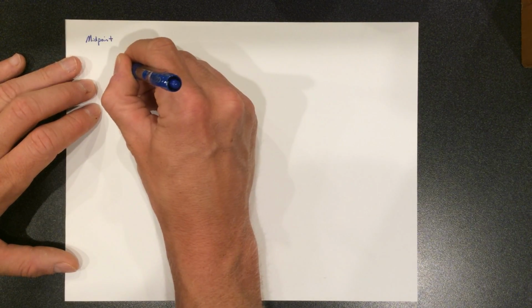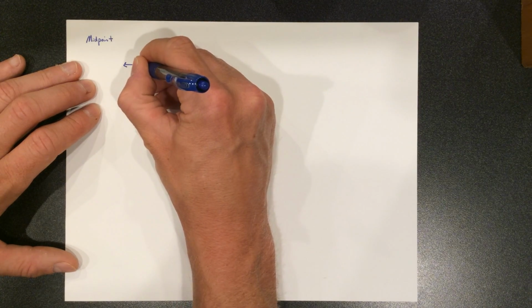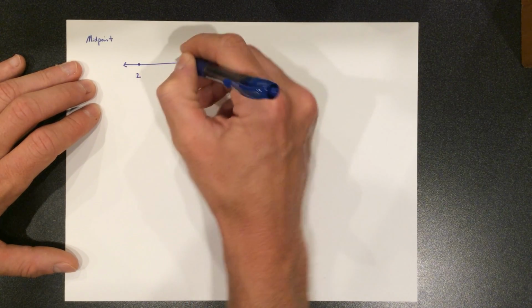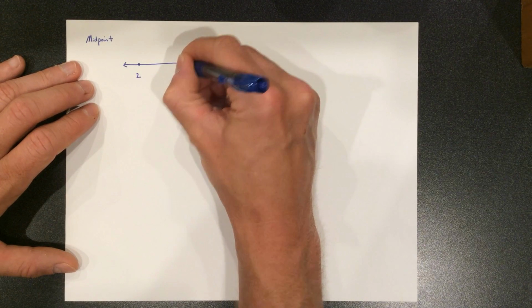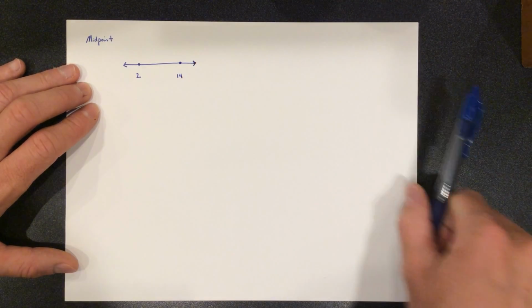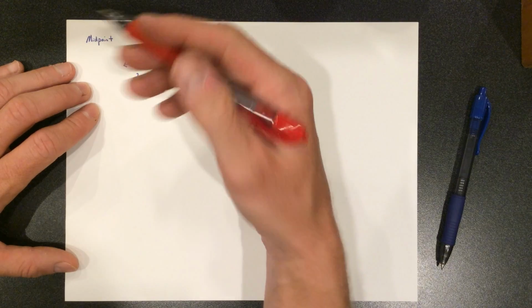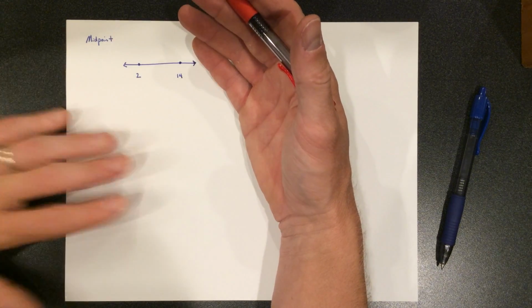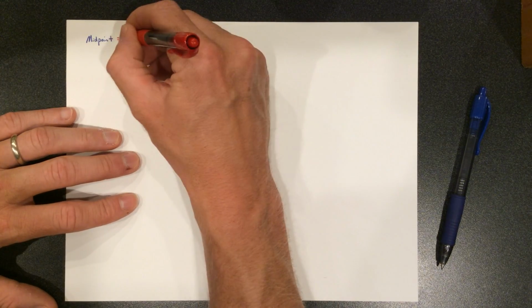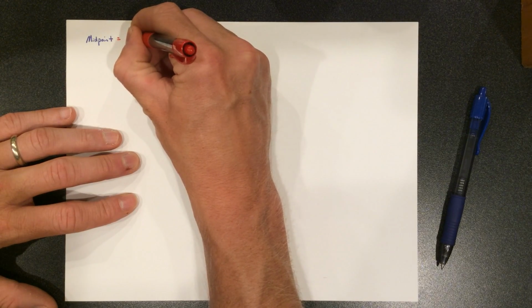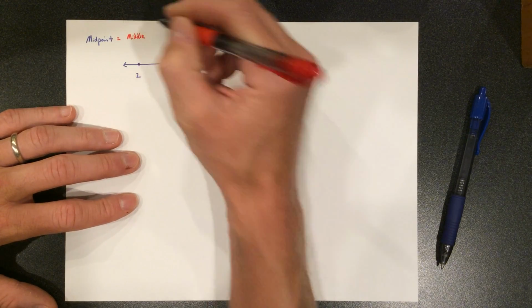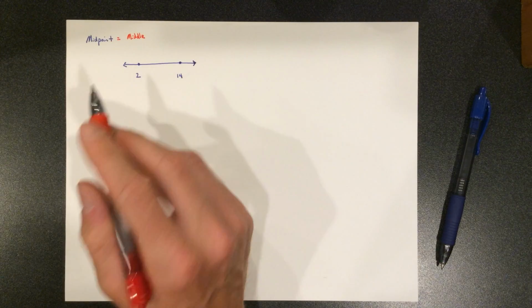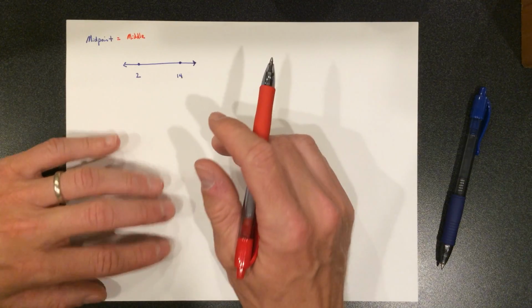I have a number line, and I got a point at 2, and I got another point at 14. The midpoint is the point in the middle. Now, that might sound silly or obvious, but it's just the middle point. It's the point that also creates two congruent segments.